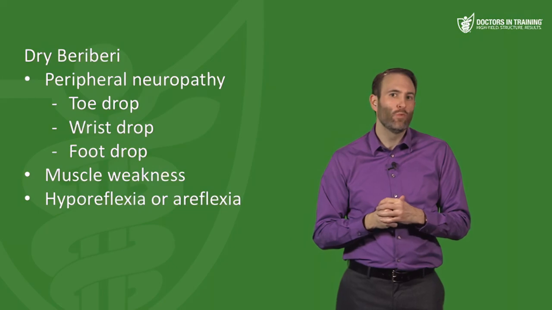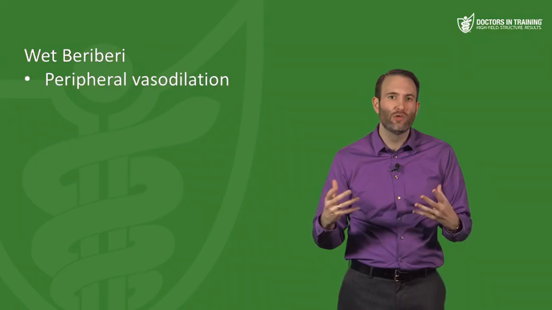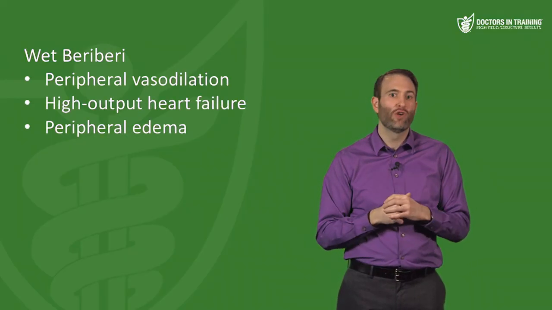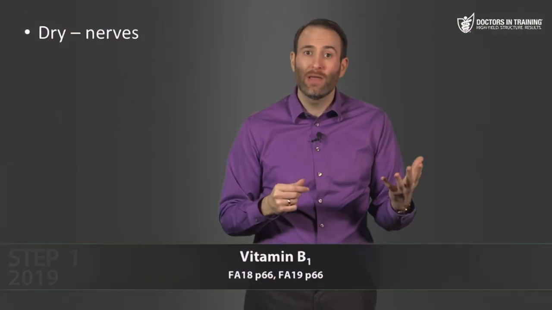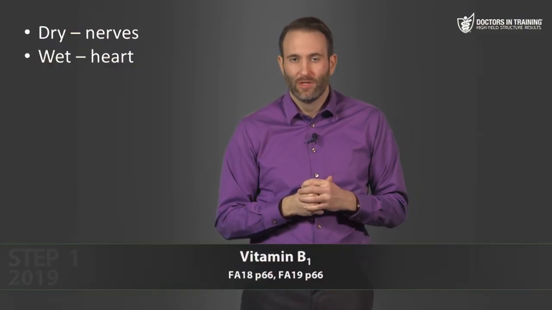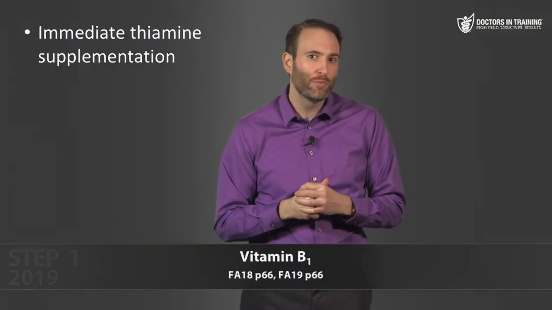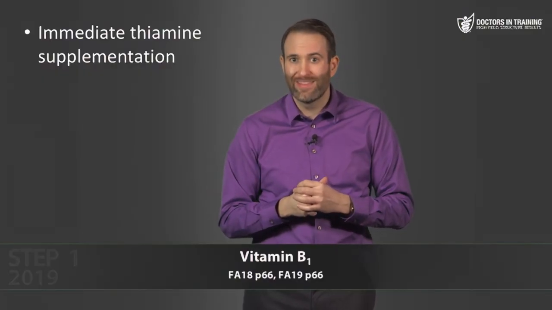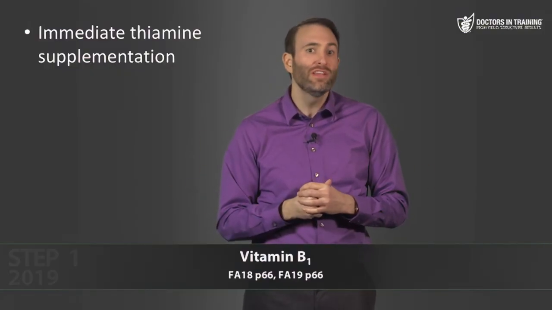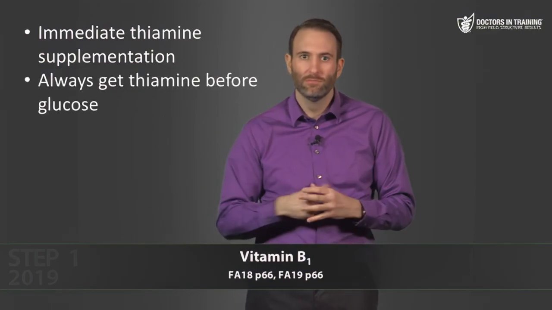Now, what characterizes the wet beriberi? So you have a lot of peripheral vasodilation, and that actually leads to a high output heart failure. So you get a lot of peripheral edema. You can also have cardiomegaly as well. So dry beriberi is involving the nerves. Wet beriberi is involving the heart. What about treatment? Treatment will involve immediate thiamine supplementation. Now, one very important treatment point is that giving glucose to a thiamine deficient patient can actually worsen the Wernicke encephalopathy. So anyone who is at risk of a thiamine deficiency should always get thiamine before glucose.